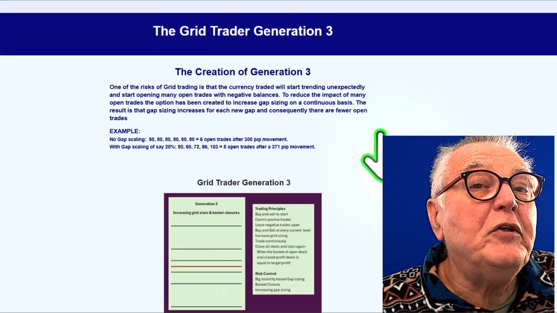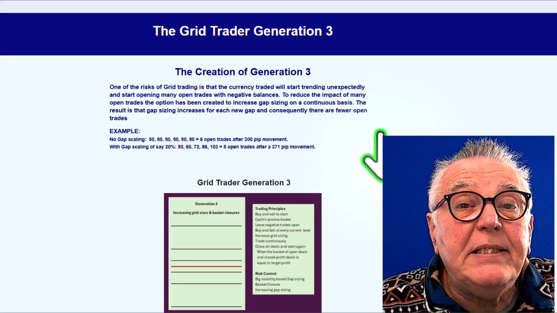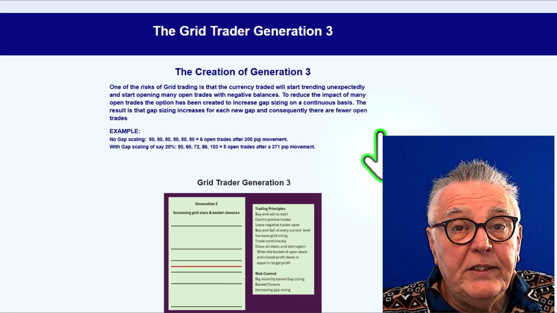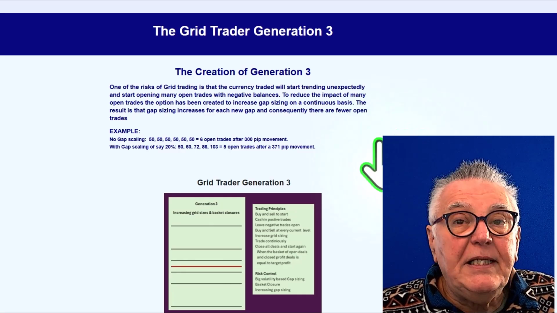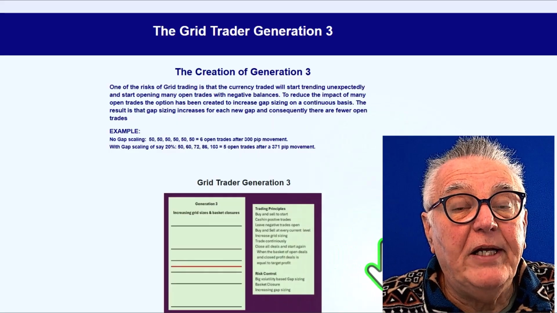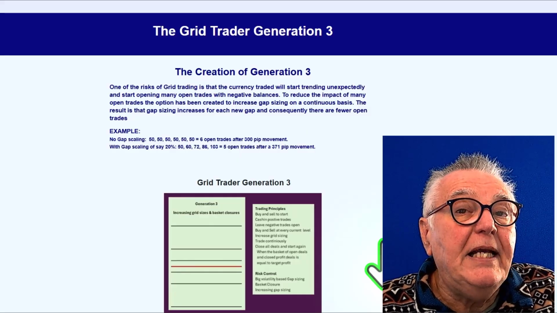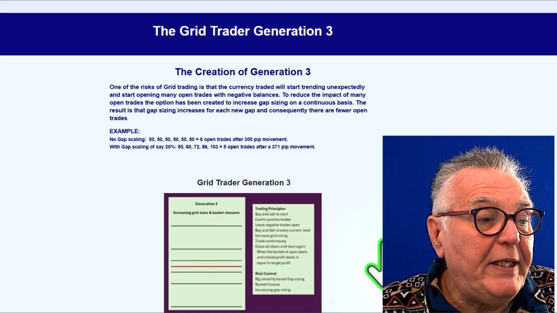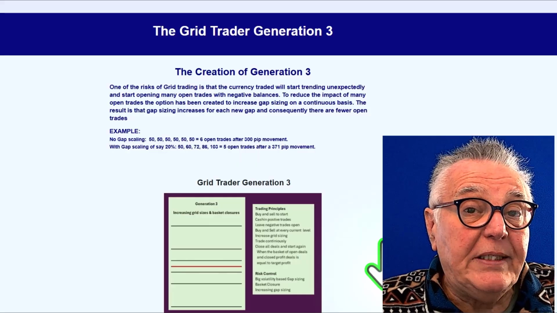Then we moved on to generation 3, and generation 3 says, well, one of the biggest fears of grid trading is that the price will run away in one direction and never come back. So what we've done is we've put in the facility where you can increase the grid size as the price moves in a certain direction. And what that does is, firstly, it reduces the number of open trades because there are bigger gaps between the lines, and it therefore is a risk reduction method.